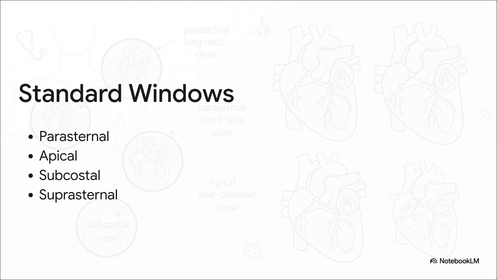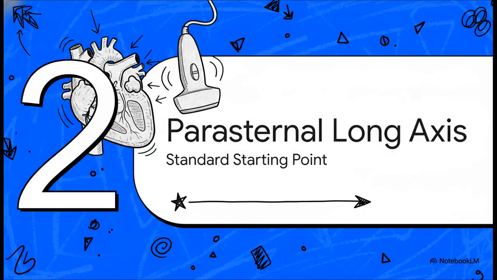First up, the peristernal window. This gives us our long and short axis views, plus right ventricular inflow and outflow views. Second is the apical window, which is where we hunt down our 4-chamber, 5-chamber, 2-chamber, and 3-chamber views. Third, we have the subcostal window, yielding long axis, short axis, and bicaval views. And finally, the suprasternal window. Mastering these 4 specific locations on the chest is your ultimate tool for bypassing those pesky anatomical obstacles, like ribs and air-filled lungs.